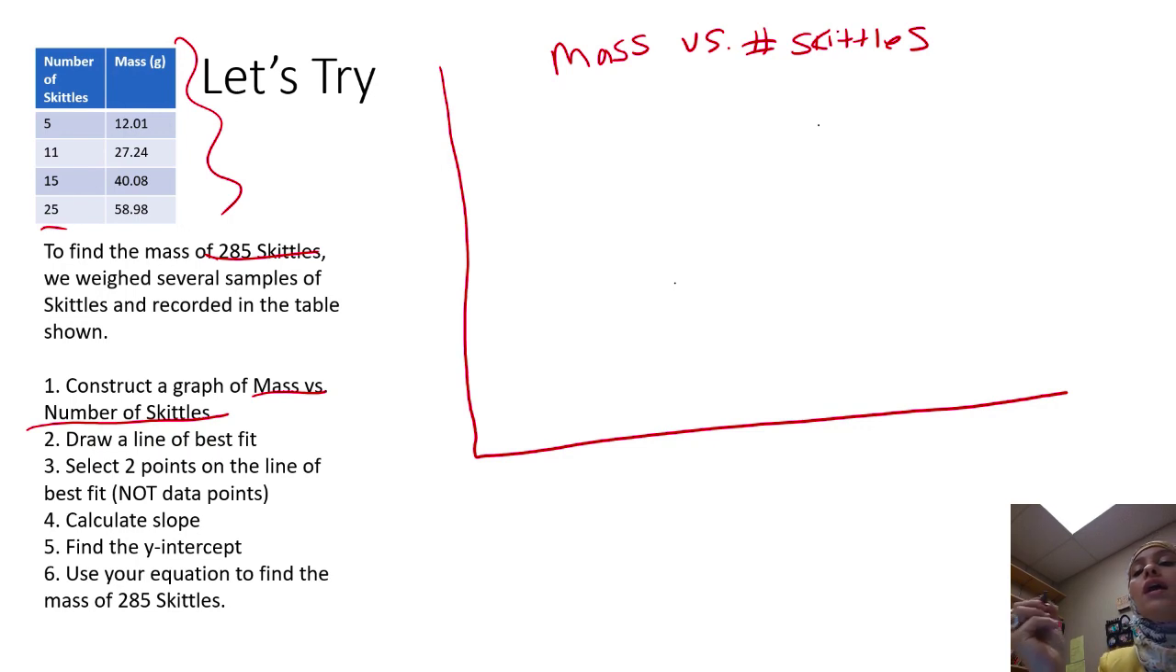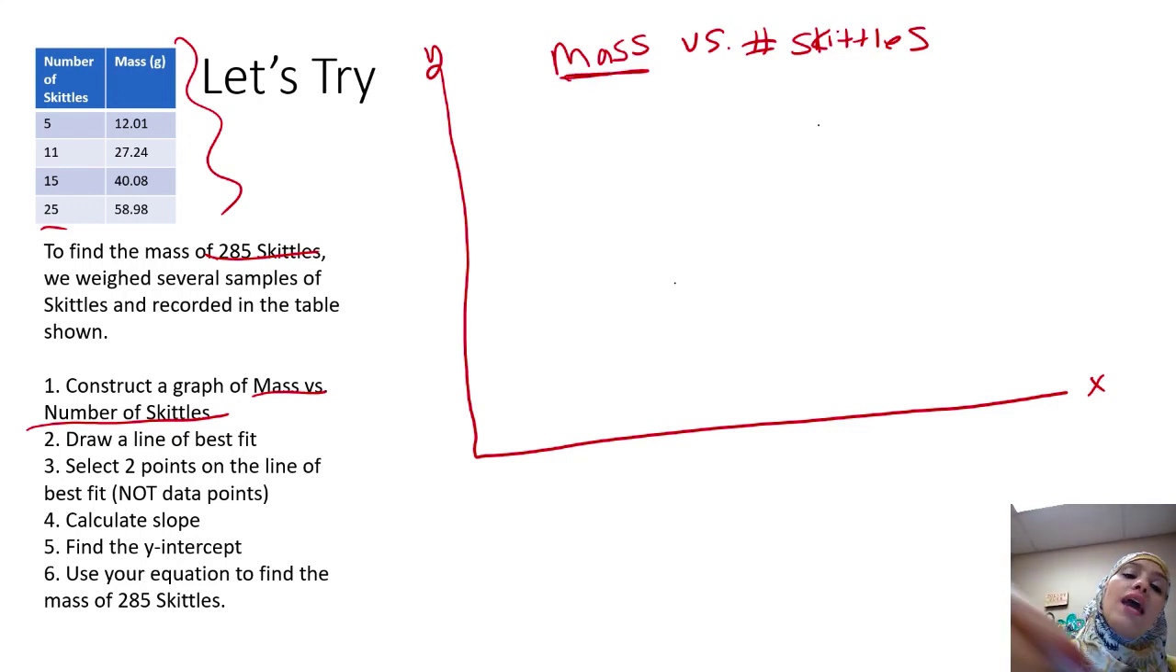Okay? And it's very important that you put that title. Now, how do I know what goes on the y-axis and the x-axis here? The word that comes first here is going to be your y-axis. And we like you to write it like this, guys. Mass, and then we want to put the units in grams, okay?